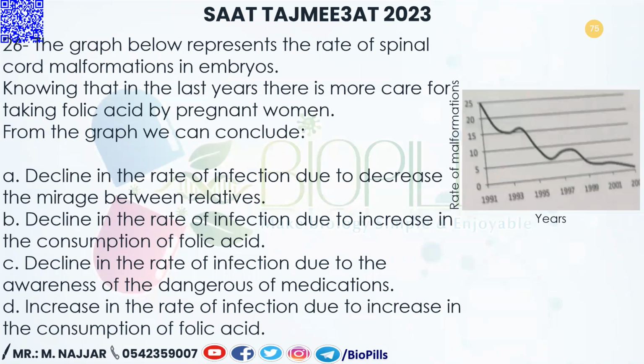The graph below represents the rate of spinal cord malformations in embryos, knowing that in recent years there is more care for taking folic acid by pregnant women. From the graph, we can conclude. If you have a look at the graph, what are you finding out? What is the graph telling you?